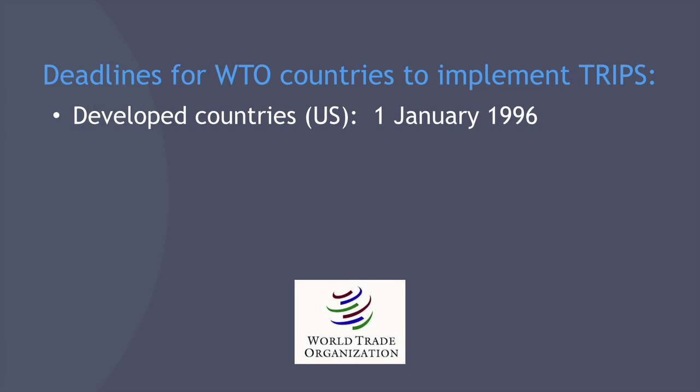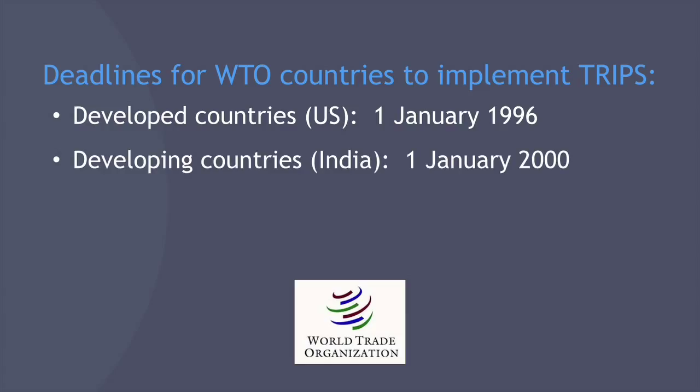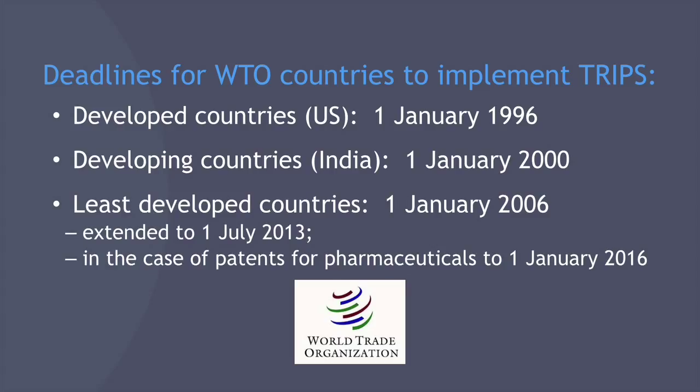Recognizing some of these concerns and also recognizing the different place that developed and developing countries were in with regard to intellectual property rights, the WTO in the TRIPS agreement set a different timeline for developed, developing, and least developed countries in order to implement the obligations of TRIPS. For instance, developed countries, such as the United States, had to implement the obligations of TRIPS by January 1st, 1996. Developing countries, such as India, had to implement these obligations by January 1st, 2000. Least developed countries were to implement the obligations by January 1st, 2006.